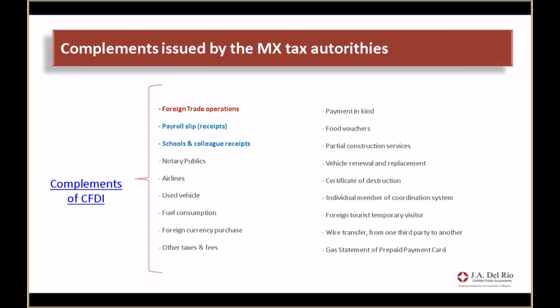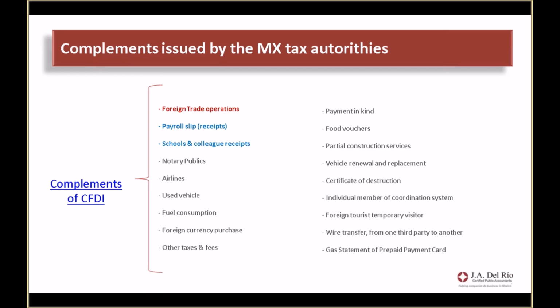However, the other example that we have as a good complement is the one for school and college receipts. For example, in Mexico, when you are paying for college or school, the schools are obligated to issue an electronic invoice to you. However, that electronic invoice will contain basic information such as the name of the client, your tax ID, the date, the description of the goods, etc.